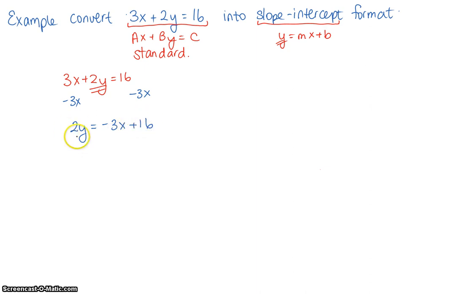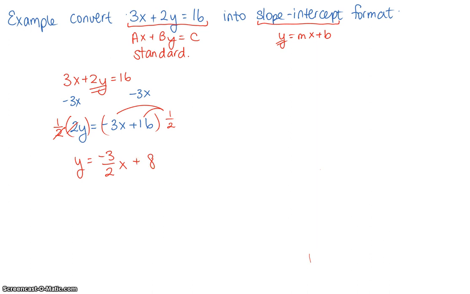Now I haven't totally isolated yet for y. So again, whatever you do to one side of the equation, you have to do to the other. In order to eliminate my 2, I'm going to divide by 2 or multiply by a half. 2 will cross out with 2, and then you're left with just y on that side of the equation. On the other side of the equation, now we have to, again, remember to distribute. So we'll get negative 3 times a half ends up being negative 3 over 2x plus 16 times a half. 16 over 2 becomes 8.